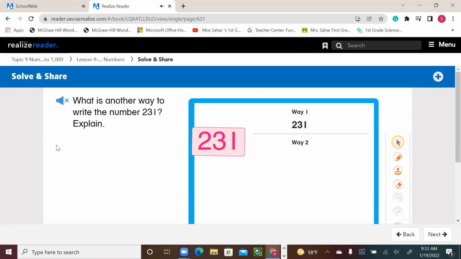What is another way to write the number 231? Explain. All right, so this is the way we learned 231: 2 for the hundreds, 3 in the tens, and 1 with the ones. There is another way. Let's watch a video and come back.